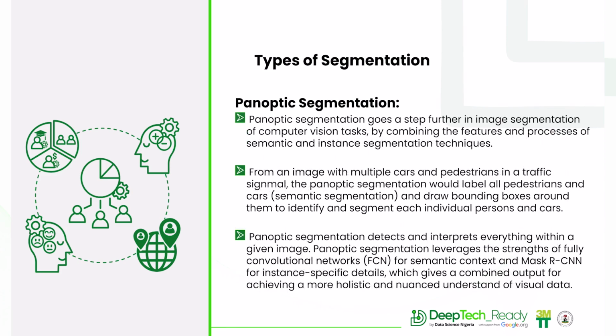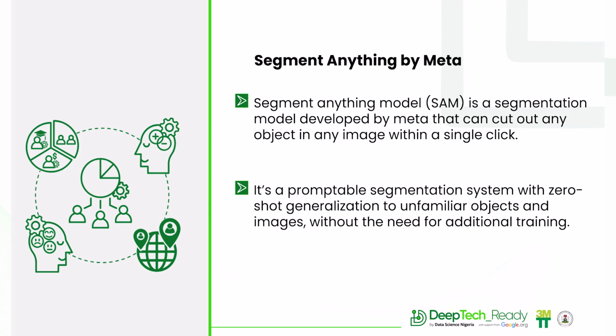Okay, nuanced understanding of visual data. So I'll go again. Panoptic segmentation detects and interprets everything within a given image, and panoptic segmentation leverages the strength of a fully convolutional network, which we observed in our previous class, FCN, for semantic context, and Mask R-CNN for instance-specific detail. I hope that is clear, which gives a combined output for achieving a more holistic understanding of visual data.